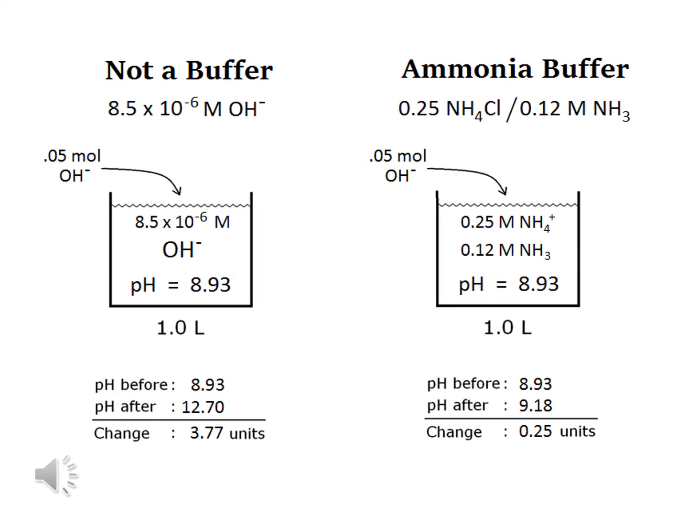I decided to do the same experiment with the second problem we did, where you started with pH 8.93 in both of the flasks. We added OH-, the same amount, to a non-buffer and also to a buffer, and we found out that the non-buffer changed by almost 4 units, the buffer changed by only 0.25.